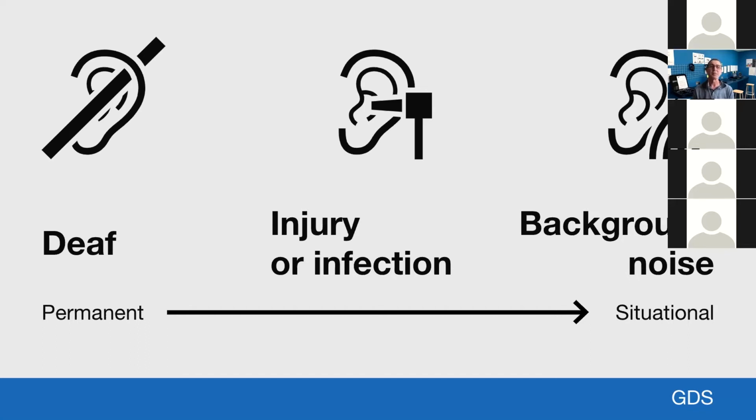User needs need to be considered and met, whether an impairment or disability is permanent, temporary or situational. And it doesn't really make any difference in terms of how we design and build things, whether an impairment is temporary, permanent or situational. It affects people in the same way.